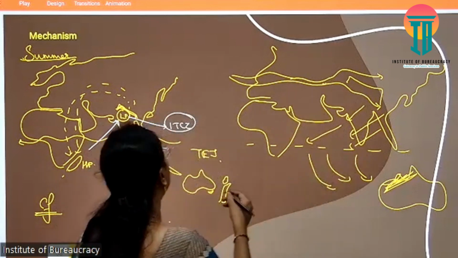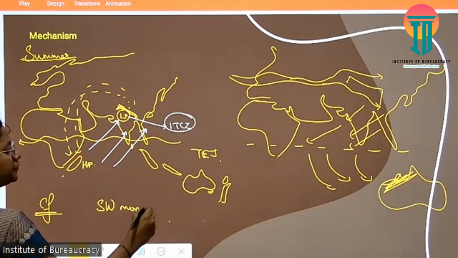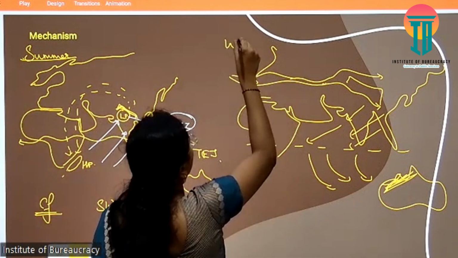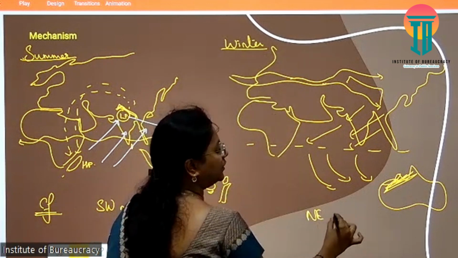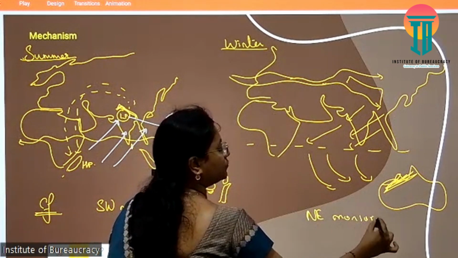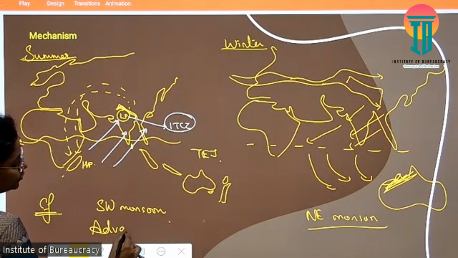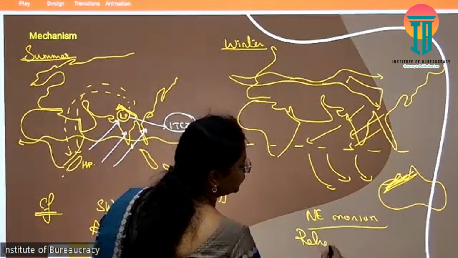From the India perspective, the summer monsoon is southwesterly in nature, and the winter monsoon is northeasterly in direction. Okay, in the context of India, this is known as your advancing monsoon, and this is your retreating monsoon.